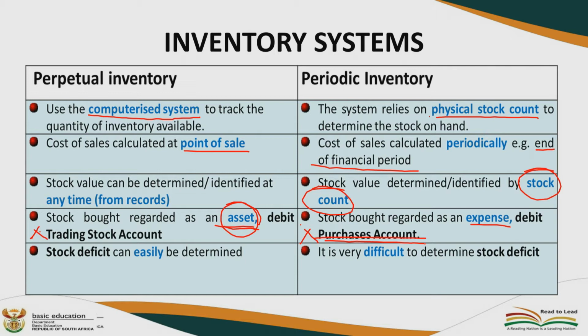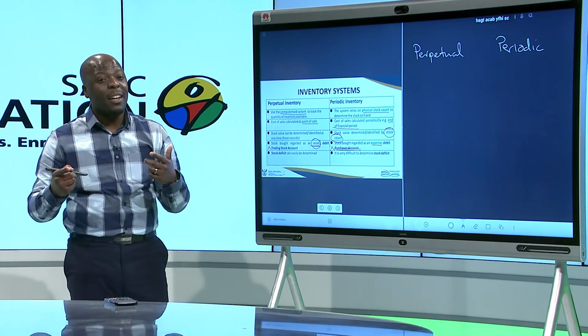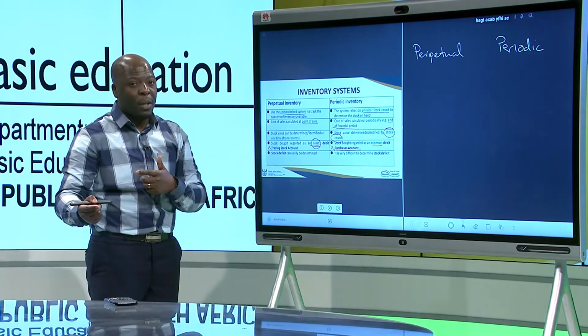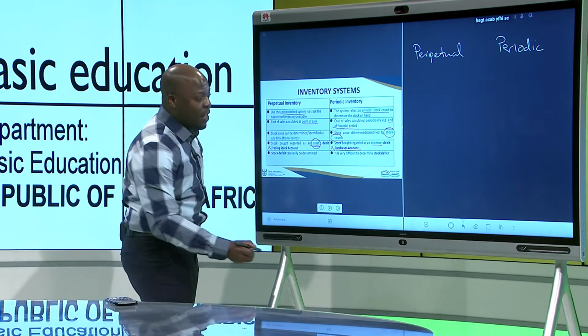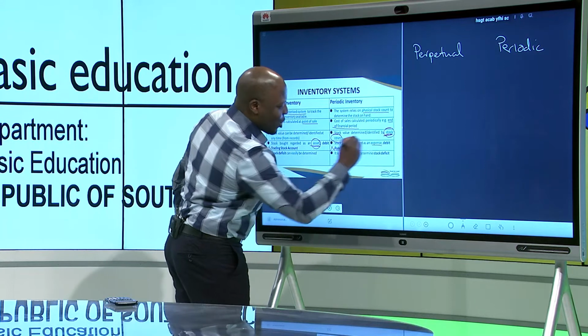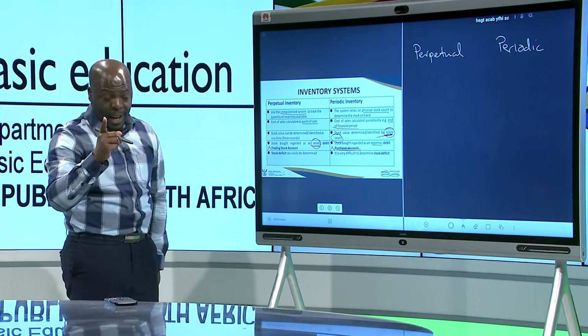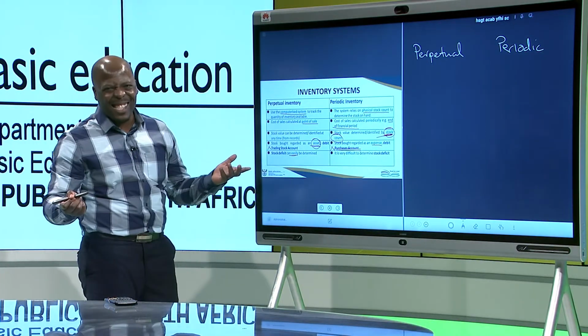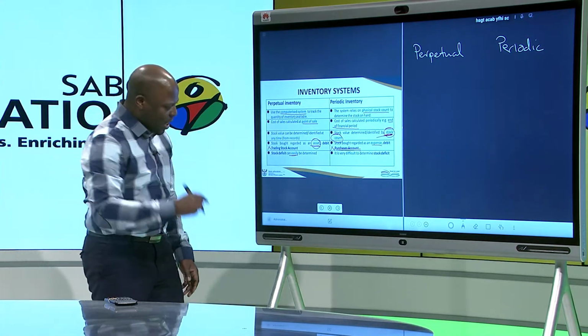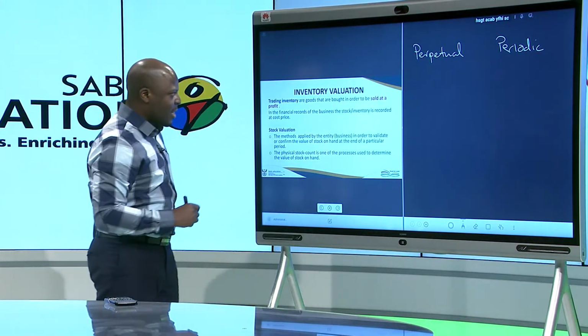This is very important: when you use the perpetual inventory system, you can easily determine if stock is missing. Unlike when you use the periodic, you can only determine if stock is missing at the end of the financial period. Why? Because you can only determine it when you have done what is known as the stock count. Unlike the perpetual, you can determine it easily. Why? Because the system is computerized. Boys and girls, I want you to come with me to the next slide.